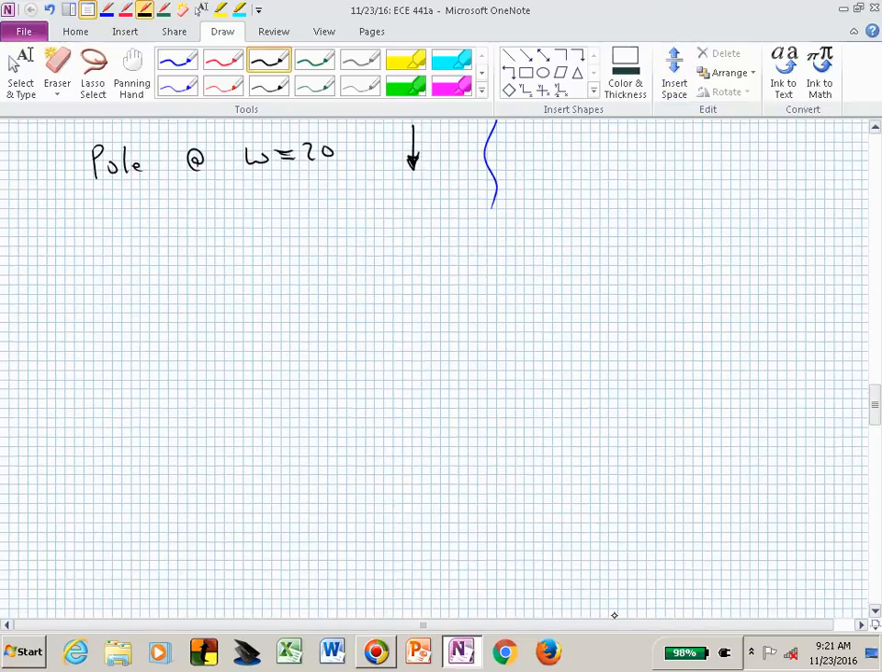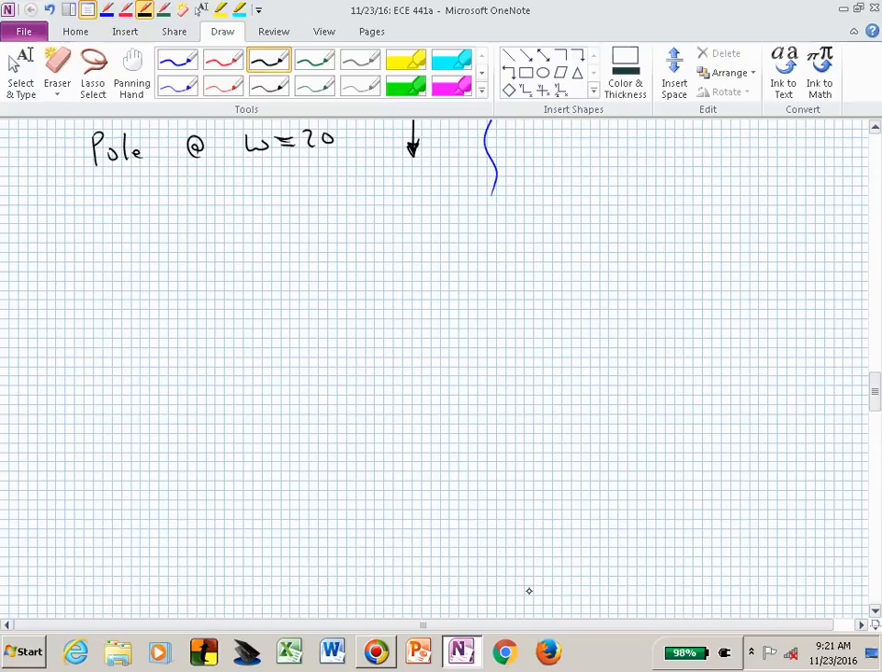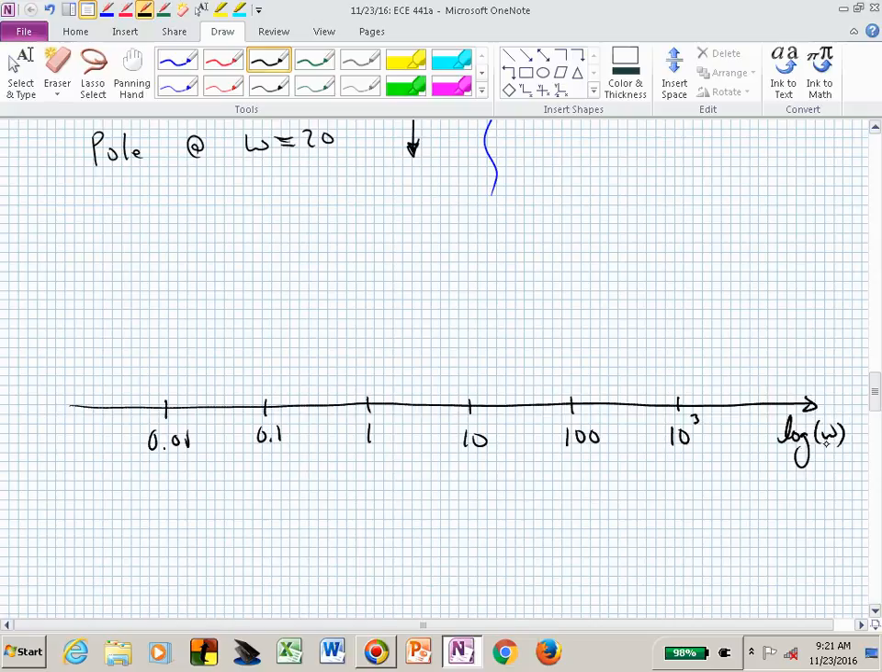But maybe now you don't even need to sketch it. Maybe you already mentally know what's going to happen. If we are able to draw a straight line, and let's call this now our magnitude plot in dB.